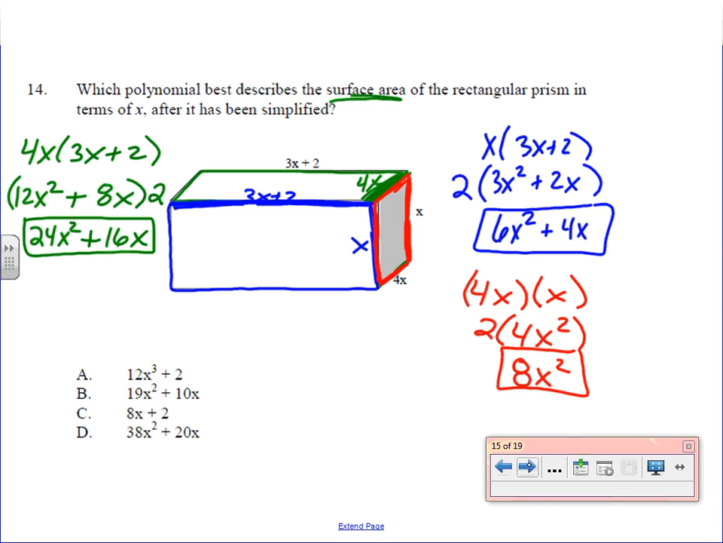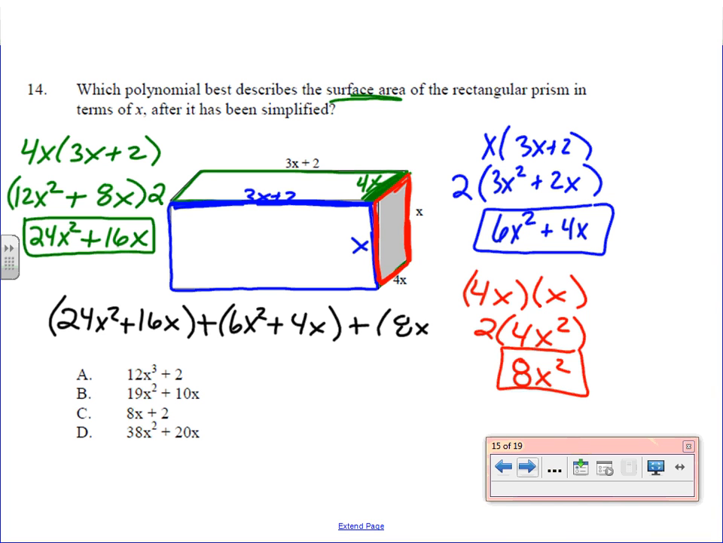What are we going to do now? We're going to take all of these and add them together. We're going to take the top and the bottom, which was 24x squared plus 16x. That right there is the top and the bottom. We're going to add the front and the back, which was the 6x squared plus 4x. And finally, we're going to add the left and the right, which was the 8x squared. We're going to add all that together. We're going to add up the like terms.